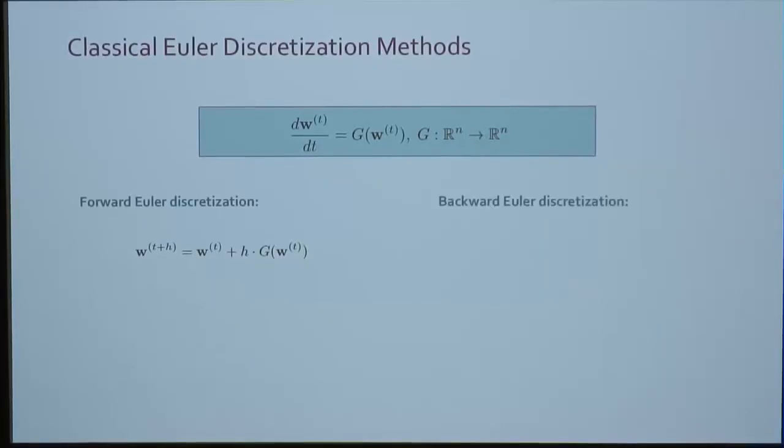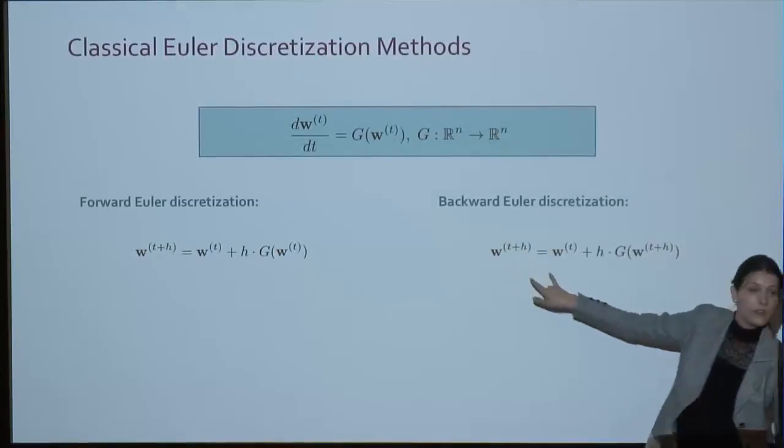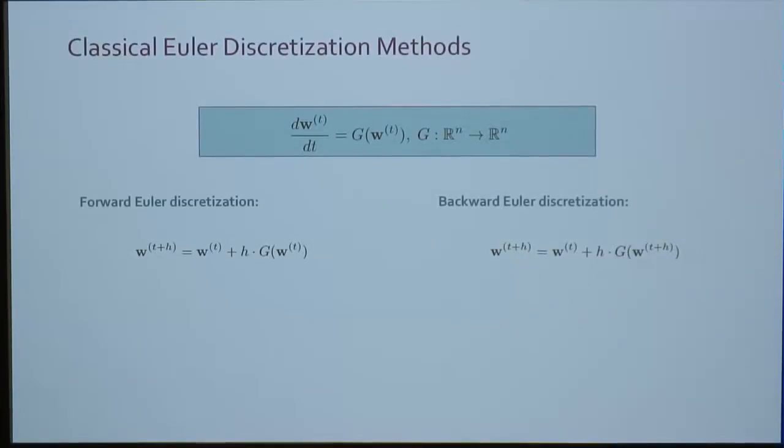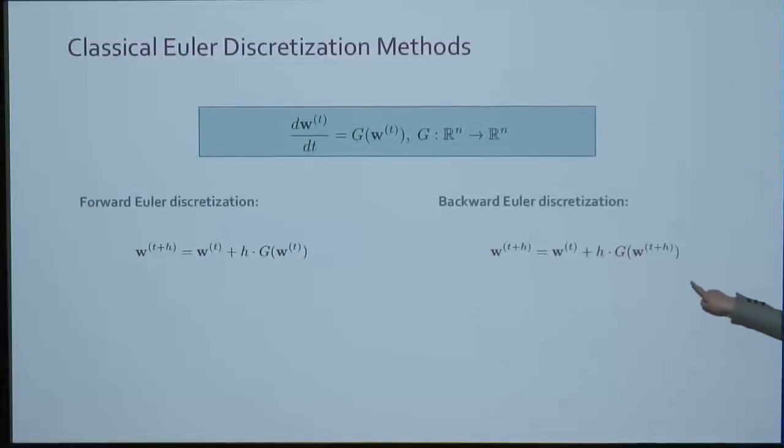Backward Euler is more of an implicit method, because instead of having g at time t here, you have it at time t plus h. So you have w at t plus h here and here. And this is not always solvable in closed form, which is why this is an implicit discretization method. Typically, the way it is implemented in numerical analysis is that you do a few fixed point iterations. And if you have a contraction mapping, then this converges.